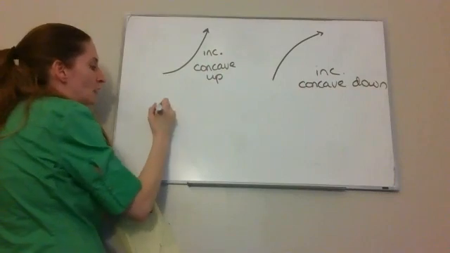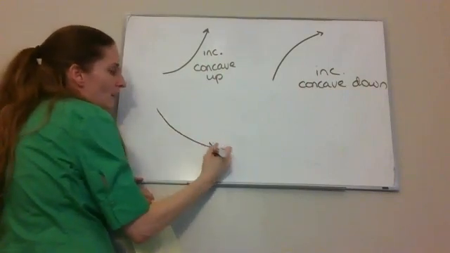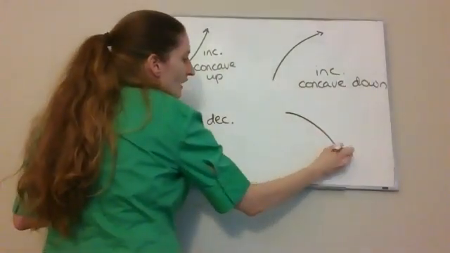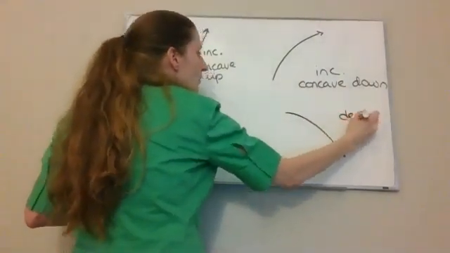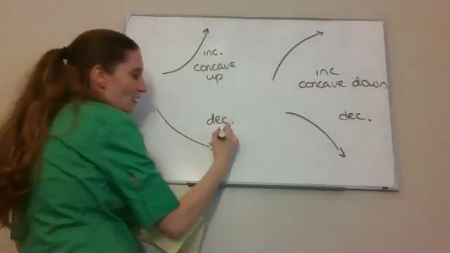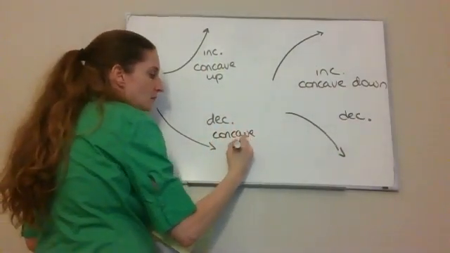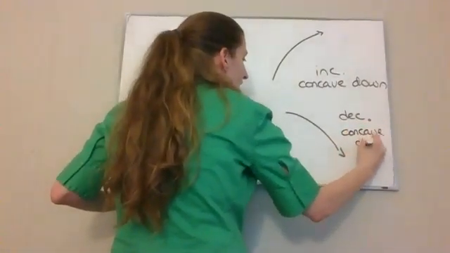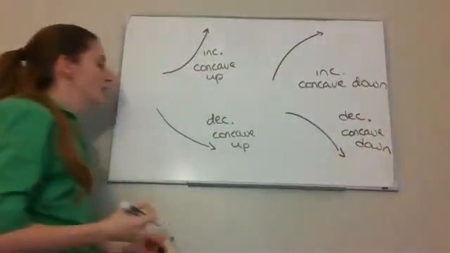Similarly, we can decrease 2 different ways. This guy is decreasing, but this guy is also decreasing. They're both going down from left to right. This first one is concave up, and the second one is concave down.